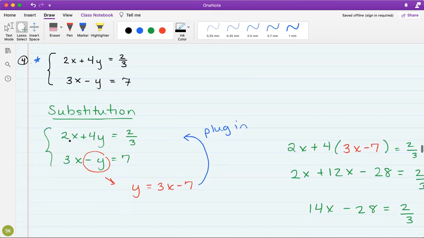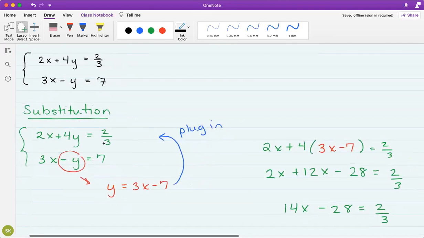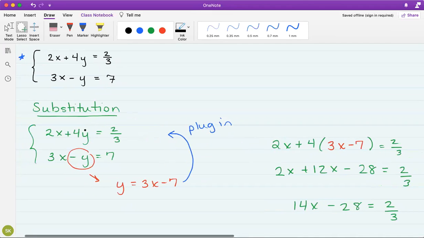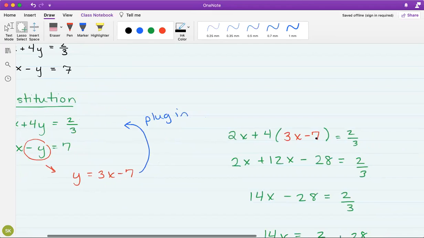Here, I noticed that to solve for y, all I had to do for the second equation is move y to the other side and then move 7 back on this side. And then I flipped it. So you can see that y is equal to 3x minus 7. So I solved for y in the second equation. I had to plug it into the first equation wherever I see a y. And that's what I did on this side here. So you can see here's the y, so I put in 3x minus 7.